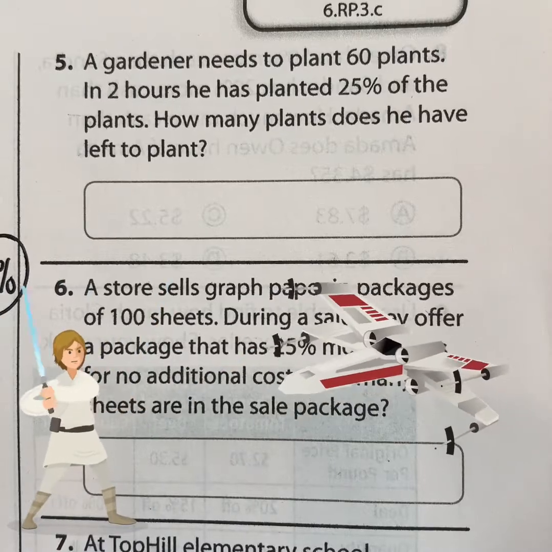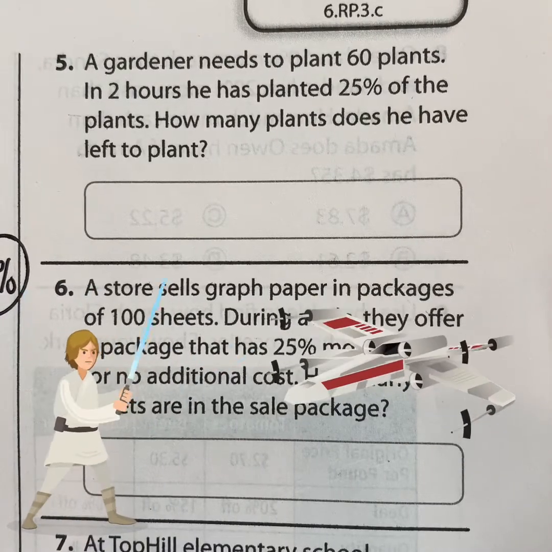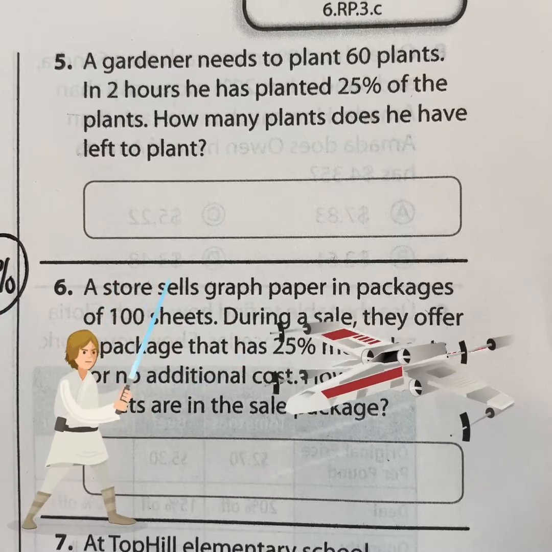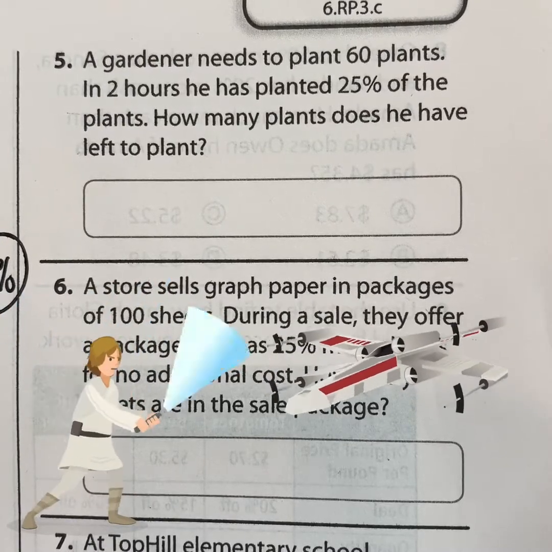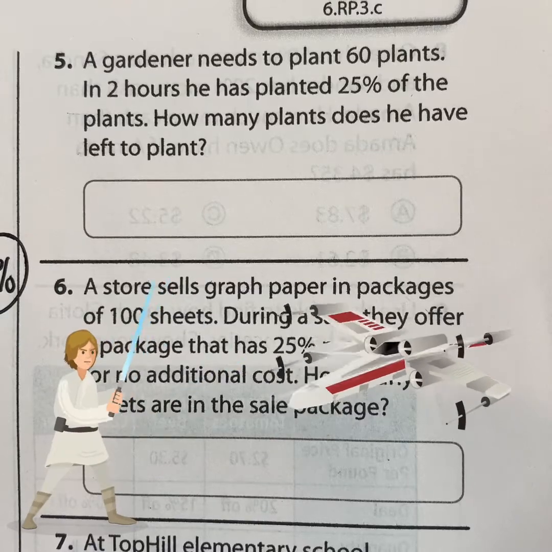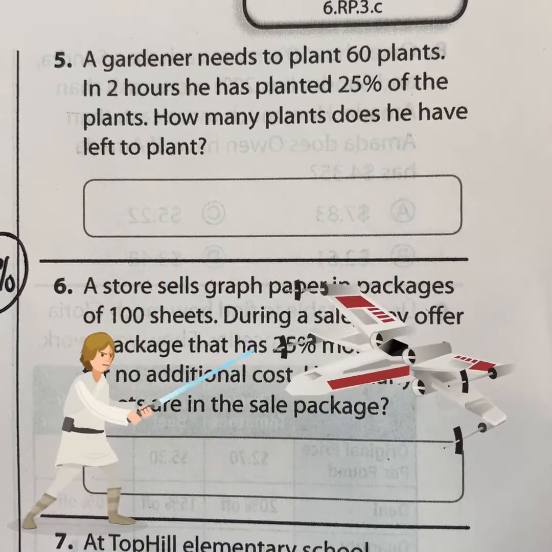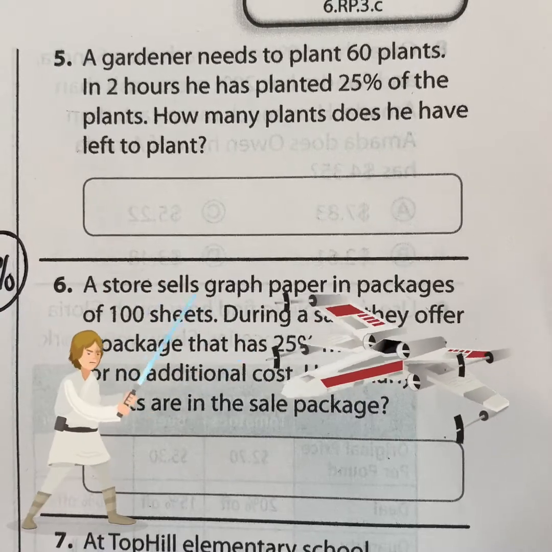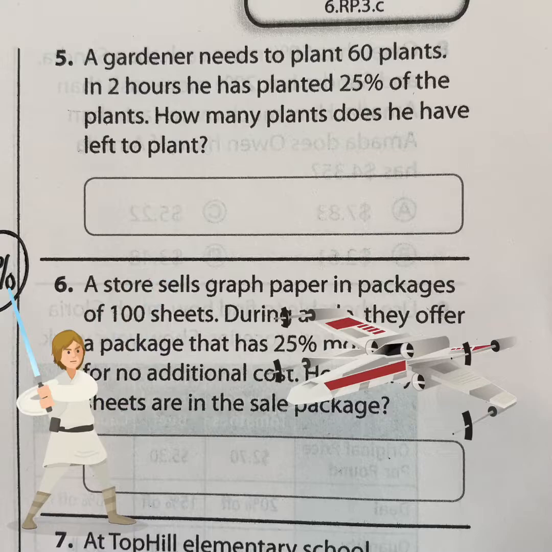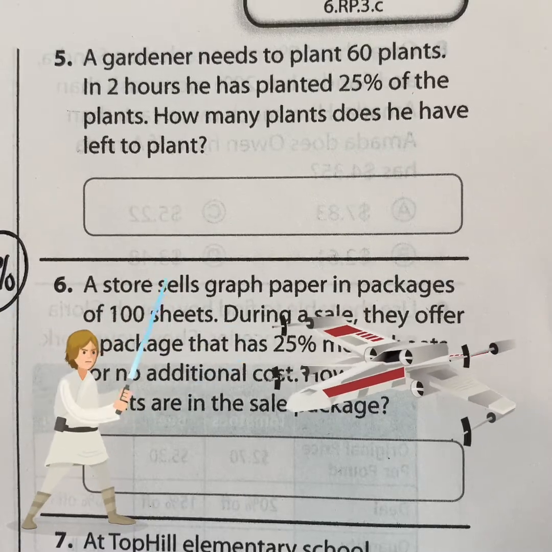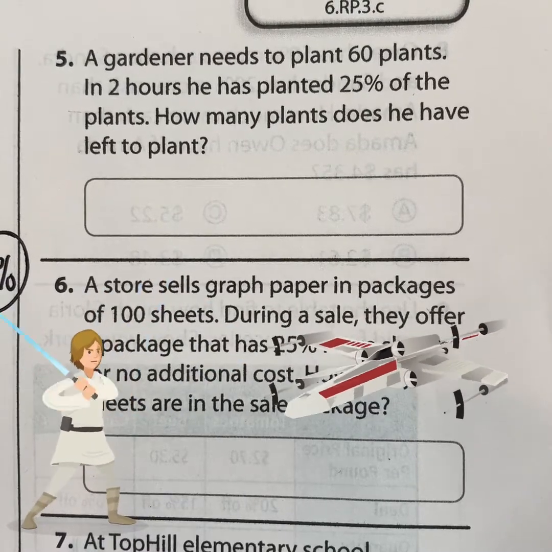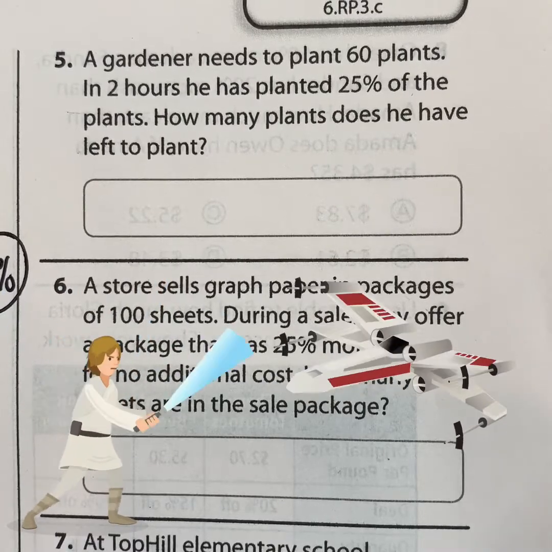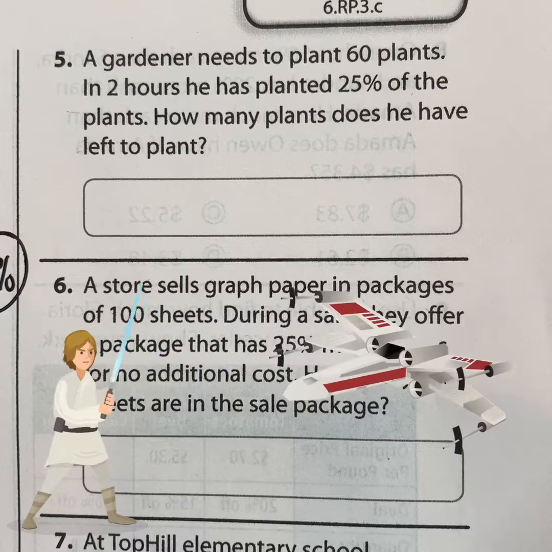All right, guys, moving on to the final question that we're going to look at in today's video. It's question number 5. It says a gardener needs to plant 60 plants. In 2 hours, he has planted 25% of the plants. How many plants does he have left to plant? That's a lot of plants. So we're still going to use percent proportion, part over whole equals percent over 100, but this question is unique in that it's 2 parts. So not only do we have to complete the percent proportion, but then we're also going to have to subtract at the end.